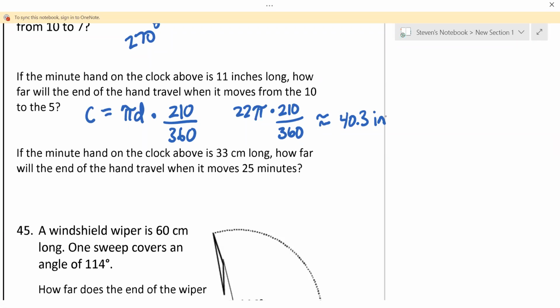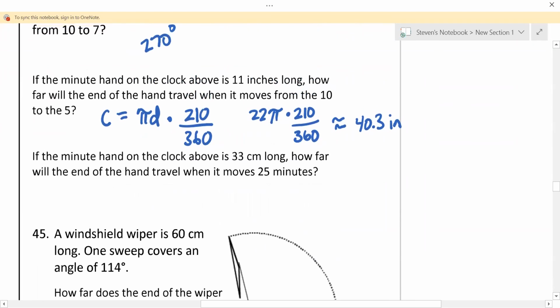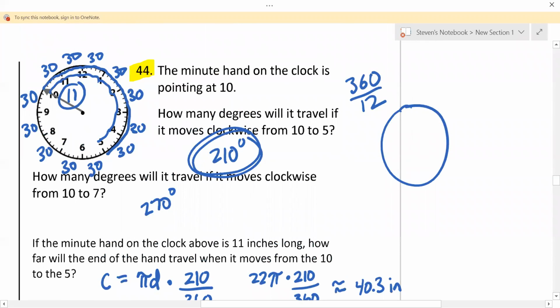If the minute hand on the clock above is 33 centimeters long, so now they're changing the minute hand, it's now 33 centimeters long. How far will the hand travel when it moves 25 minutes? Okay, well, we need to know how many degrees 25 minutes is, right? Well, we know that every 5 minutes is 30 degrees, like we previously talked about, right? So every time the hand moves 5 minutes, it goes 30 degrees, right? So 25 minutes, that means it's basically 30 times 5, right?